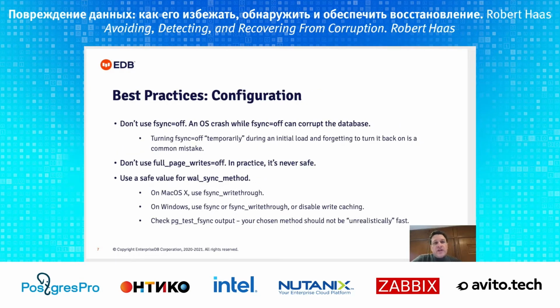Moving on to configuration, there are 3 settings in postgresql.conf which have an effect on the ability of the system to survive an operating system crash without data loss. The first 2 are pretty simple because the defaults are safe and you should just never change them. Fsync should always be turned on.